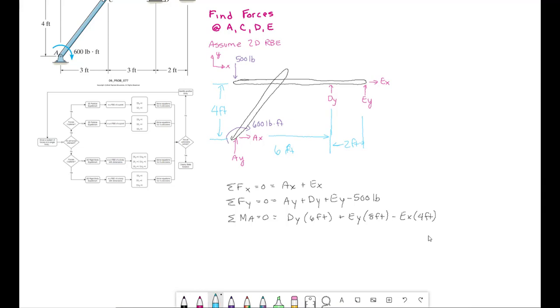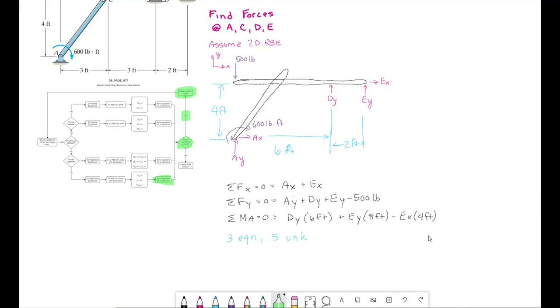So at this point, we have 3 equations and 5 unknowns, which means we can't get all our unknowns solved, so we need to identify another body.